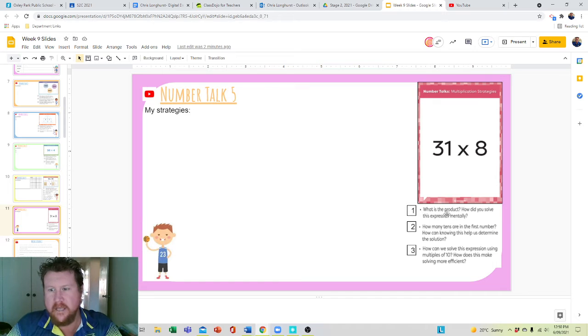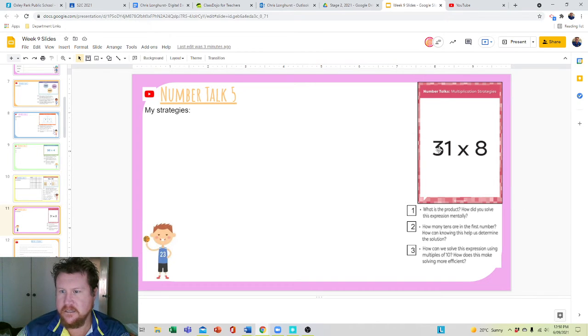So we want, again, these are the factors. What's the product? Well, so what's the answer? How did you solve this expression mentally? That's using the thinker. You can have a few ways. I might rattle off one myself that I would use.